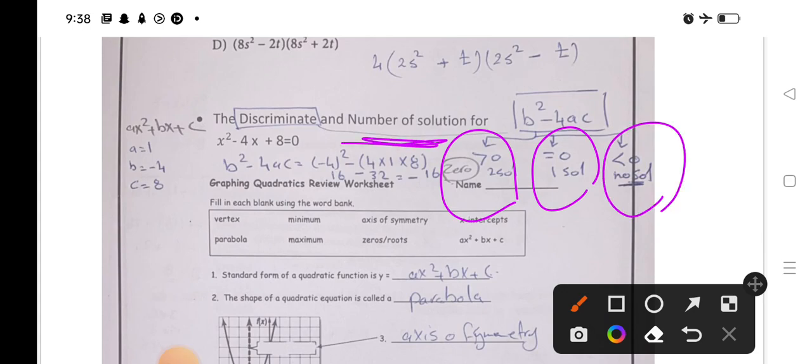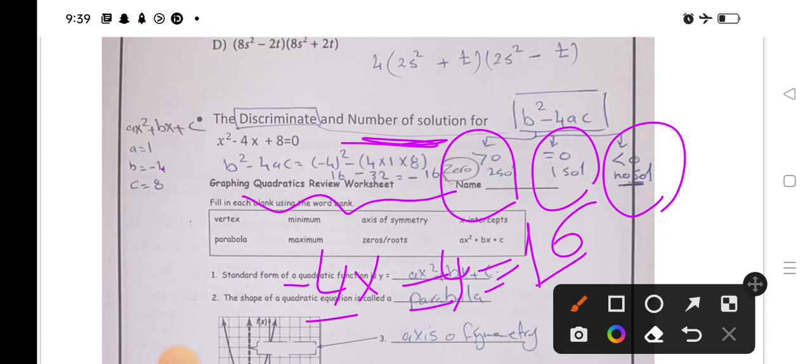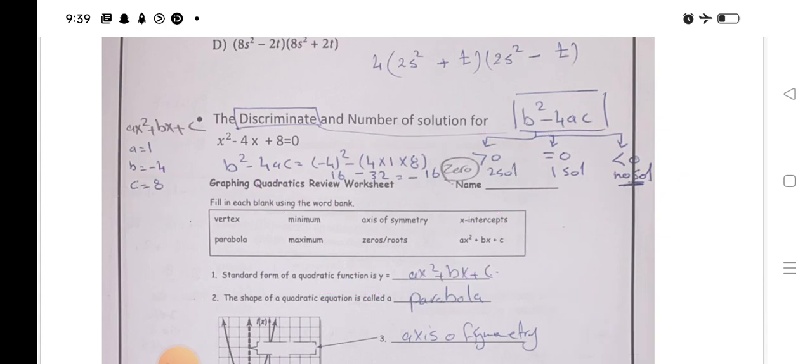Remember well, when I substitute, b squared instead of b, I will write negative 4 squared. Negative 4 times negative 4 must give me positive 16. Then minus 4ac, 4 times a, which is 1, times c, which is 8. So 16 minus 32 gives me negative 16. The answer is negative, so how many solutions? No real solutions.